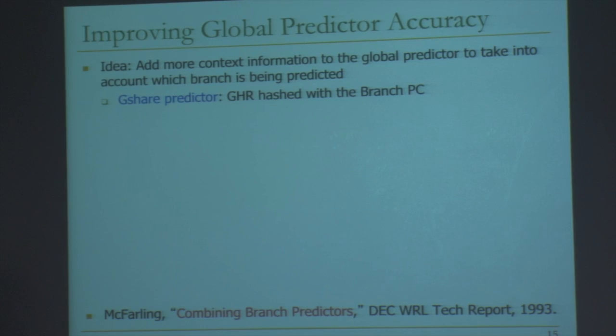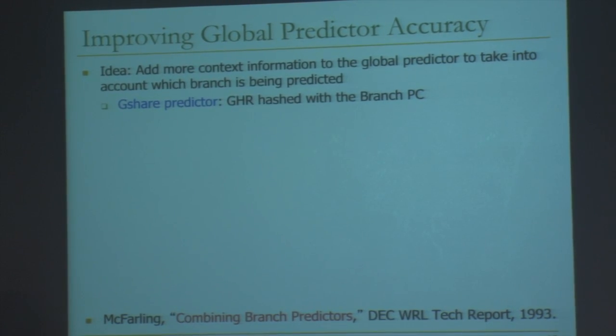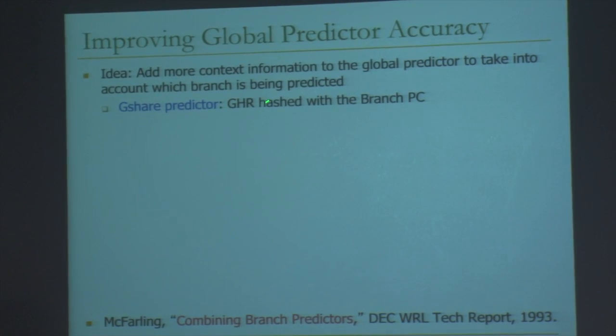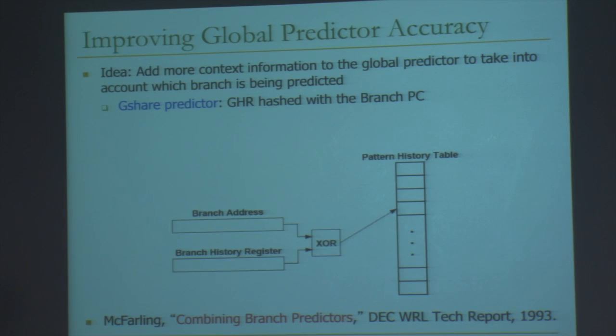It's really sharing the information of global history register and branch PC in one register, if you will. Basically, global history register is hashed with the branch PC. If you want to add more information, one way of adding more information is hashing multiple values together. Right. Hashing, in this case, is XORing.